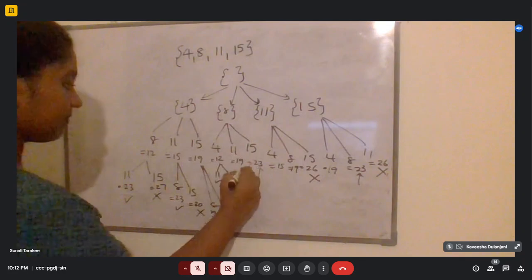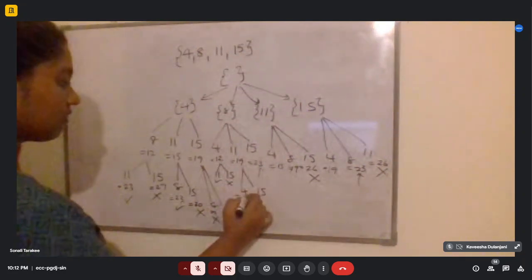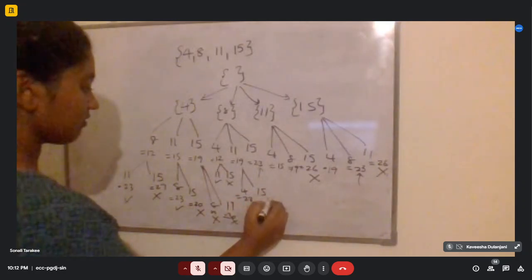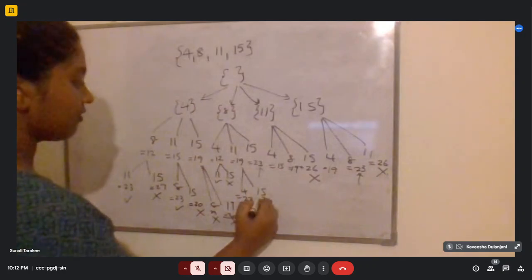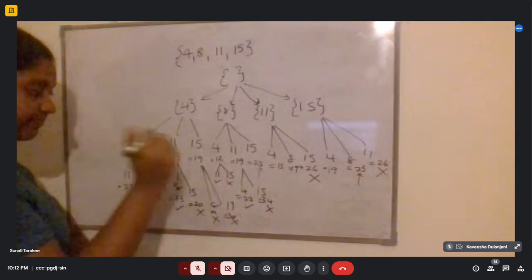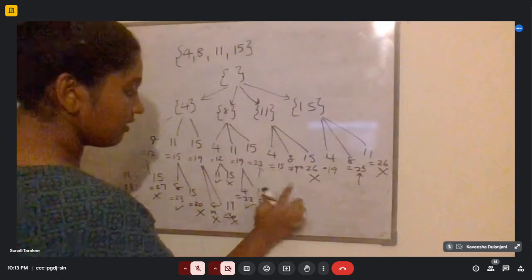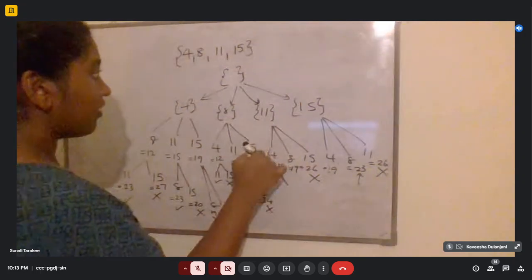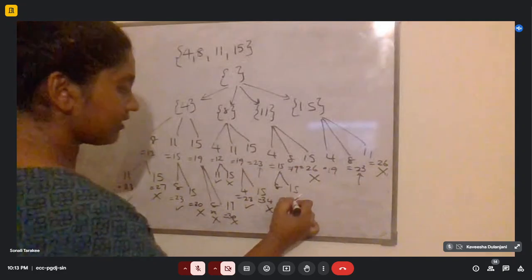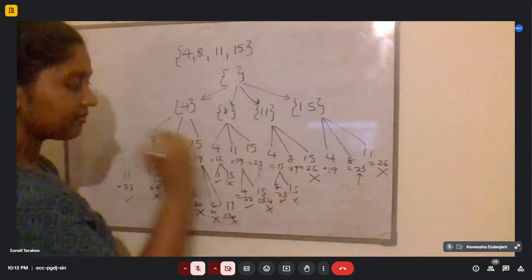Here 8, 11, you have 4 and 15. Here 23. Here 34. This can't be taken, this can be taken. Here, 11 and 4 are taken, 8 and 15 remain. 15 plus 15, 30. You can't take this one. 15 plus 8, we have 23. This one can be taken.